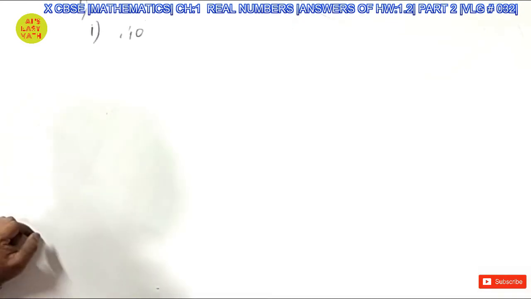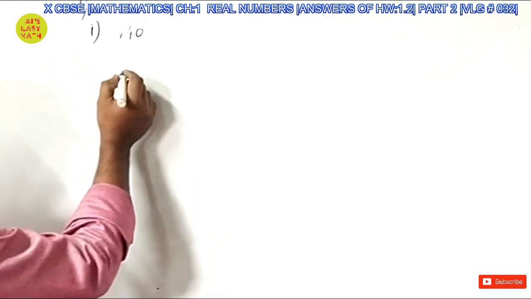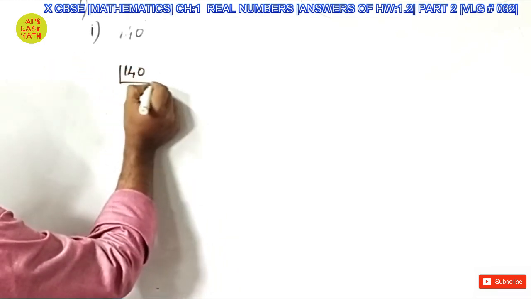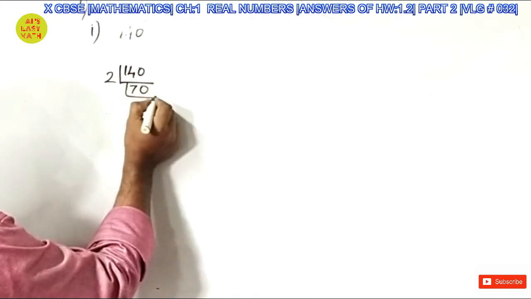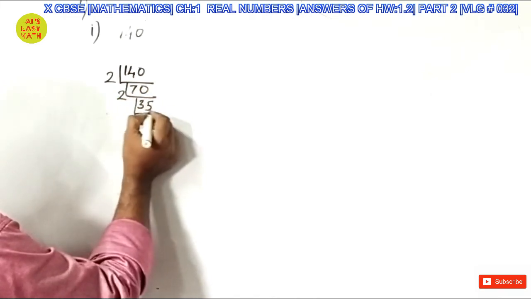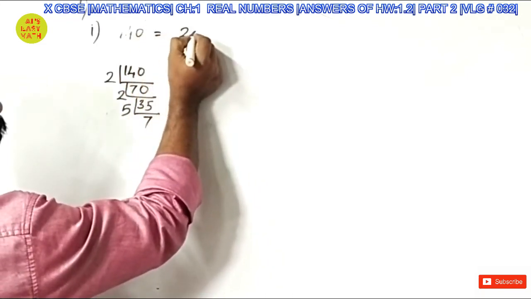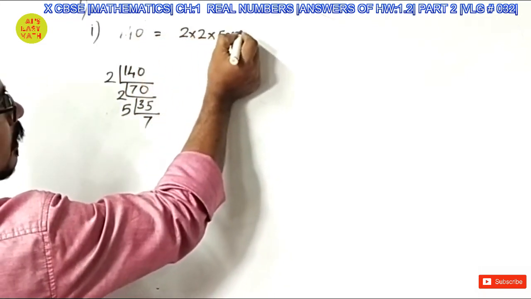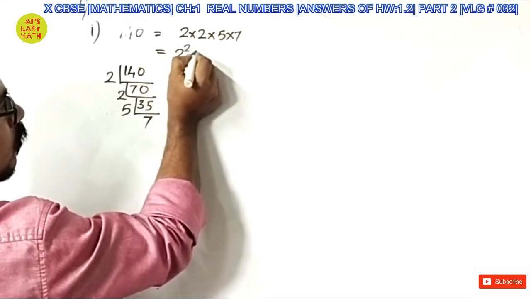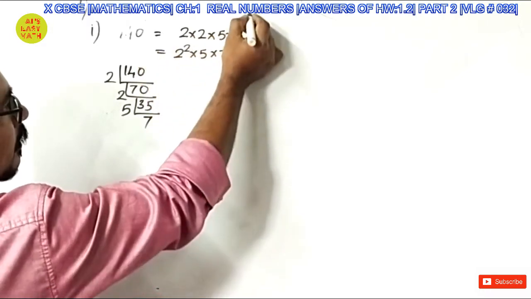In the number system discussion, these are the answers to exercise 1.2. The first question: express each of the following as the product of prime factors. First, 140. The prime factors of 140: divide by 2, then 2, then 5, 7. So the prime factors are 2 into 2 into 5 into 7, or 2 square into 5 into 7.